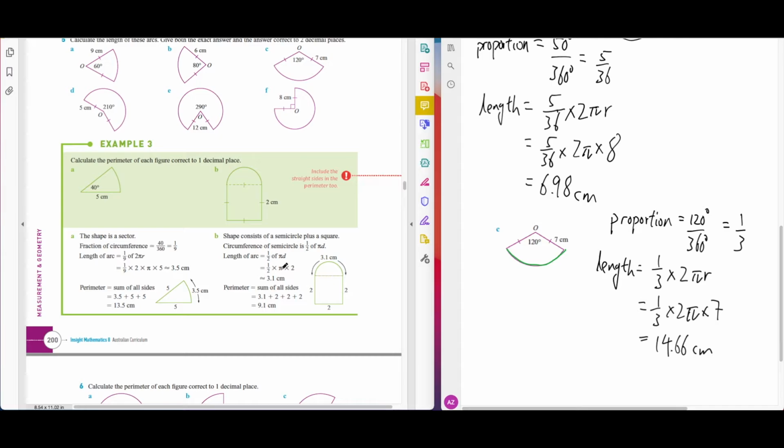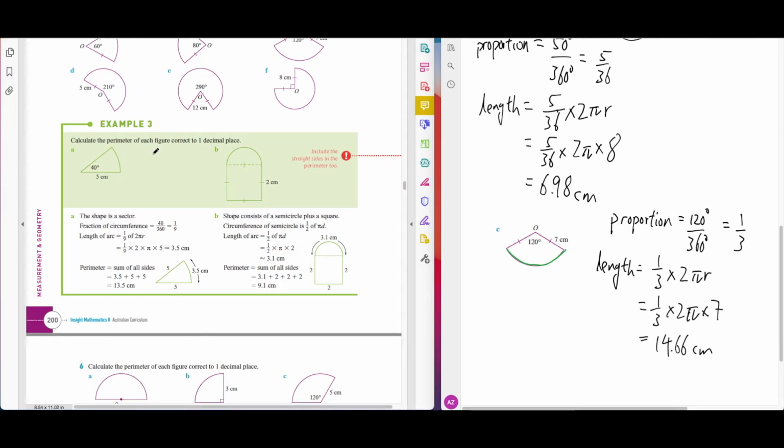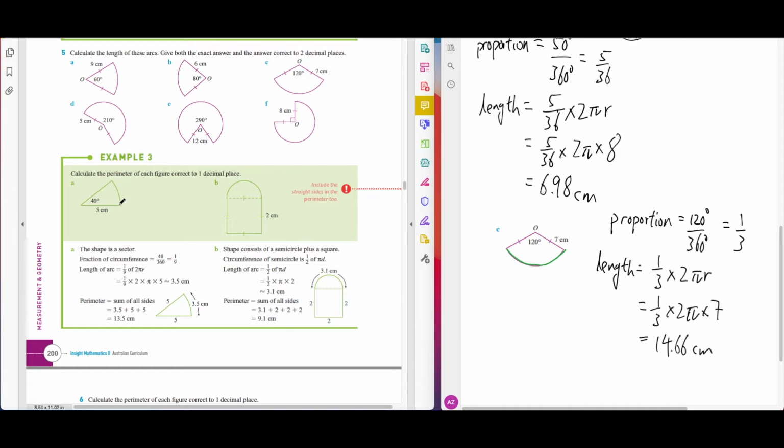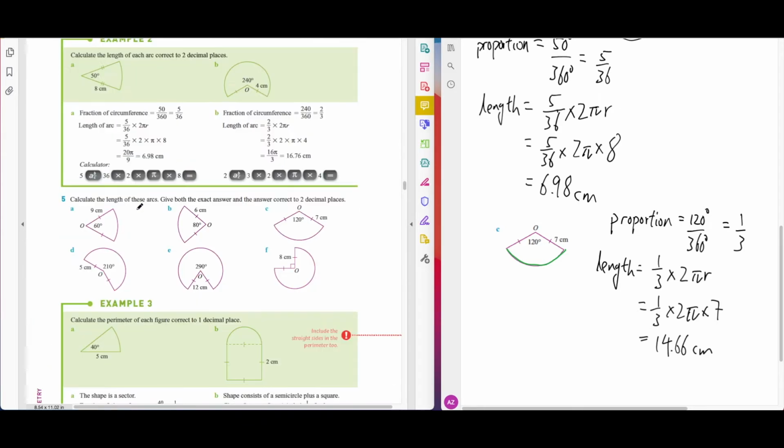Now, the last part of the exercise is going to ask you to work out the perimeter of each figure. So they can give you a shape like this, and what you need to do is work out the sum of all the lengths. You should be able to do this by now, because you know how to work out the length of the arc. Now, to work out the perimeter of this shape, you have to find the length of this arc, then you have to add the 5 here, and you have to add the 5 there, because as you know, the radius has to be constant throughout.